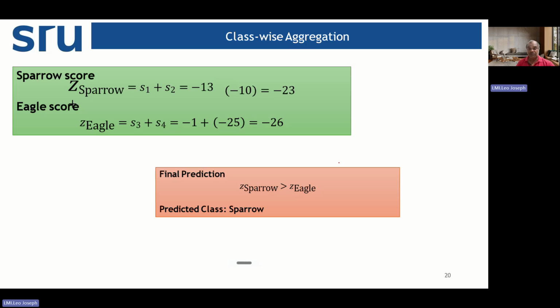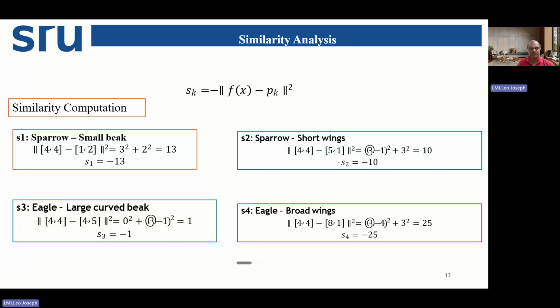Even though the eagle has minus 25, the third one, S3, that is wings, is lagging. You can see how it is classifying. Minus 1 is the large curved beak. It has broad wings, but the large curved beak failed. The sparrow has a small beak and short wings, but the large curved beak is not present in the input image, which has a small beak. So it fails. So minus 1.